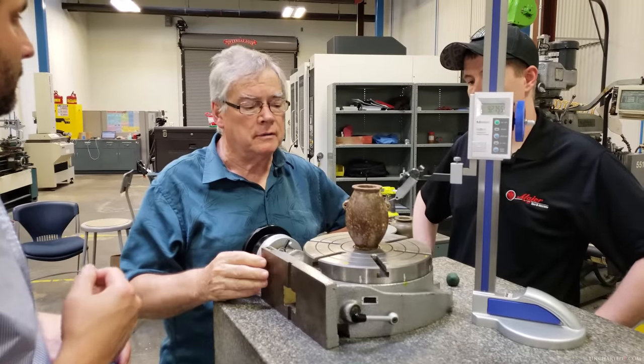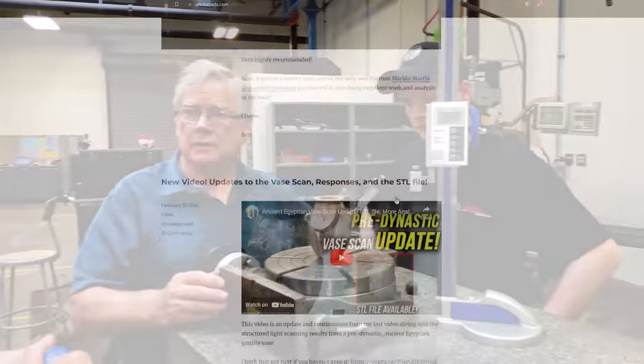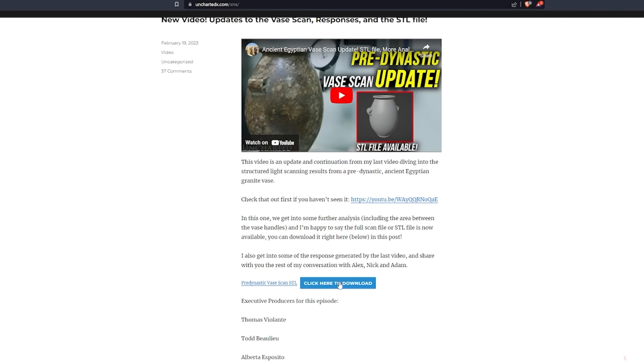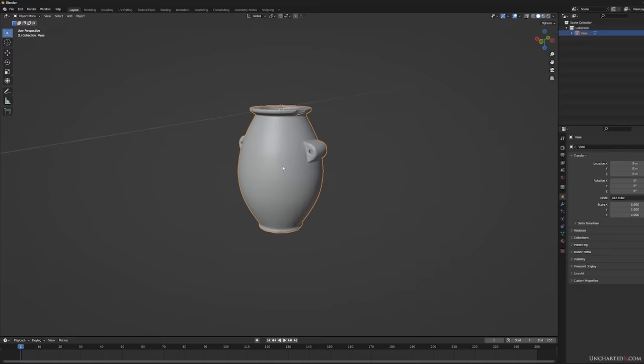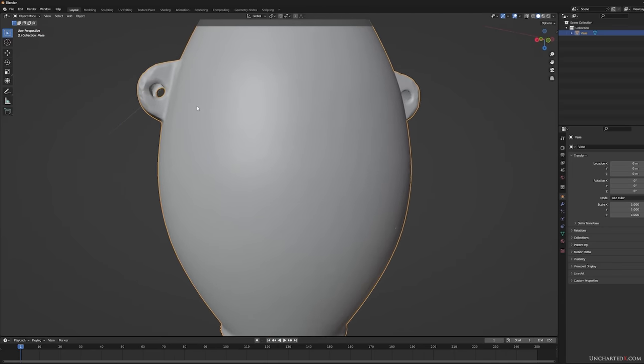One of our objectives from the start of this project was to open source our results, which is exactly what we did, and the vase scan STL file can be downloaded by anyone from my website at unchartedx.com. Our hope was to leverage the power of a community of interested and talented people to aid in the analysis of the results, and this is exactly what happened.